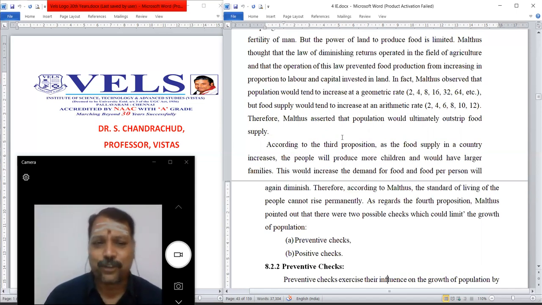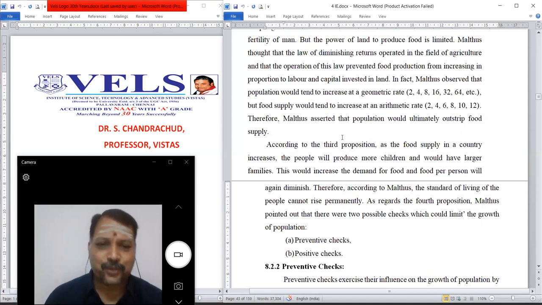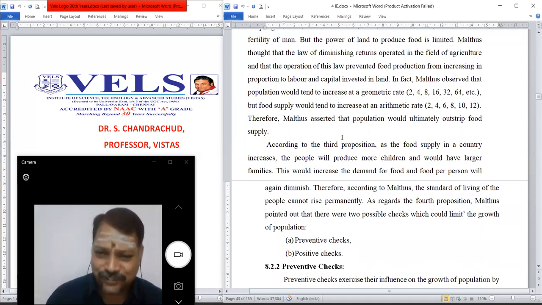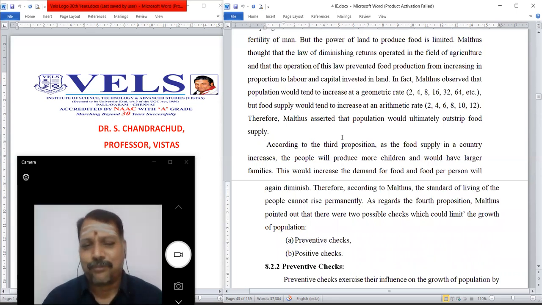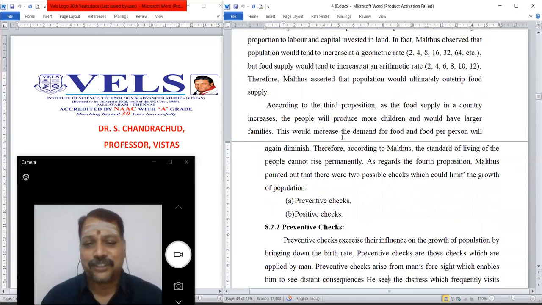As in the fourth proposition, Malthus pointed out that there were two possible checks which could limit the growth of population. What are they? Number one, preventive check. Second one is positive check. So these four propositions are considered to be the axioms of the Malthusian population theory.